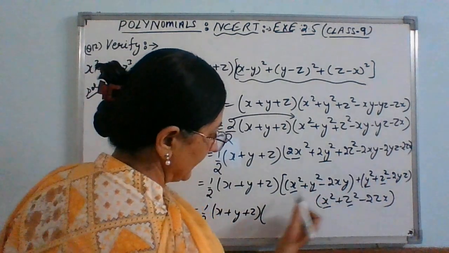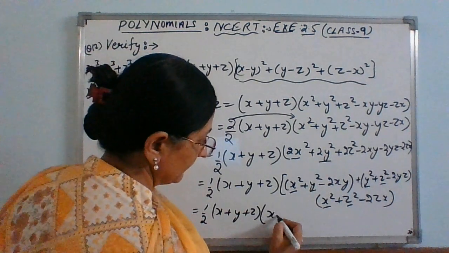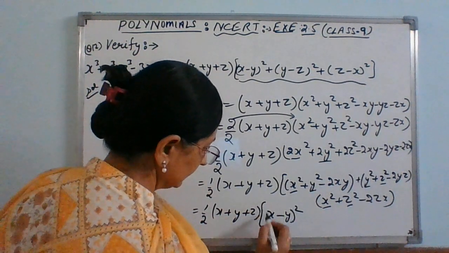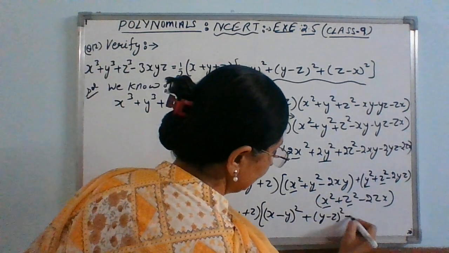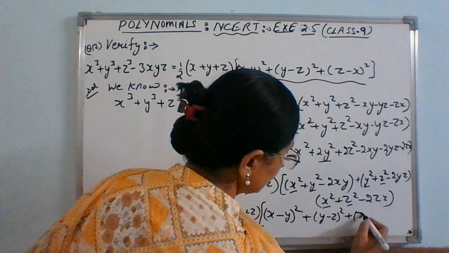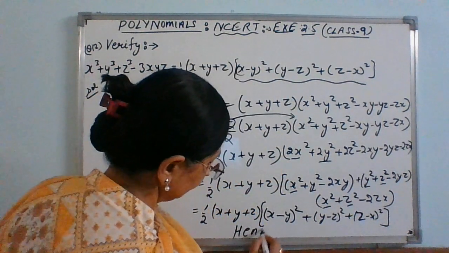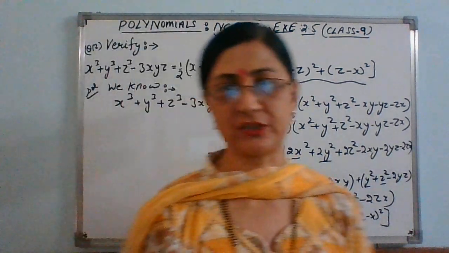And here it is an identity. Factorizing, right? It is the formula of x minus y whole square. I'll put a big bracket there, right? Now here, this is the formula y minus z whole square and this is z minus x whole square, right? And hence proved. So this is the way we have to do this question, right?